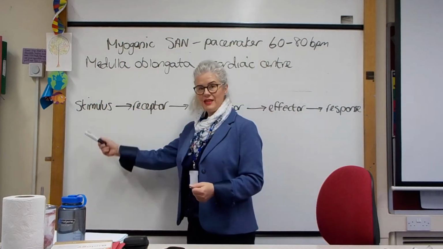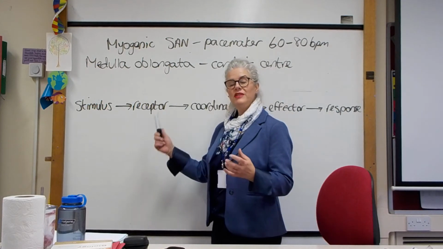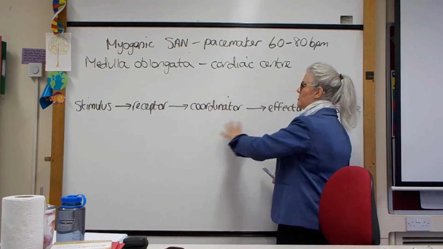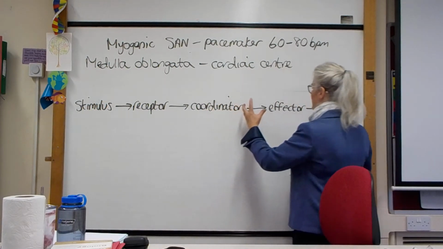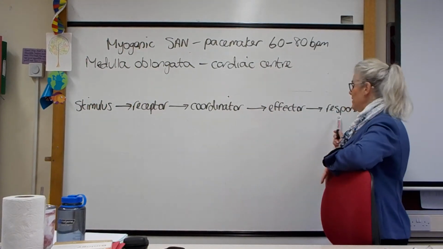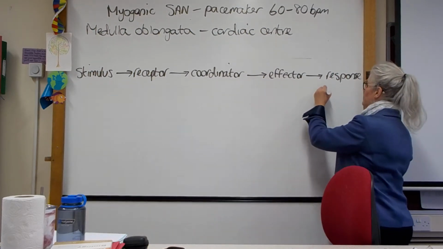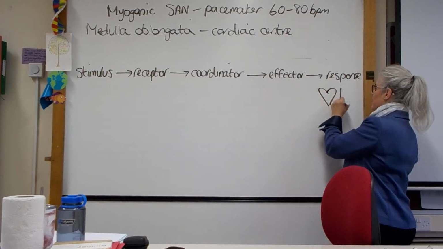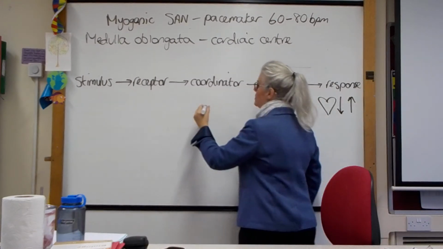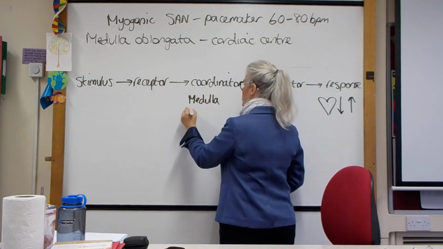So you start with a stimulus. The stimulus is detected by a receptor. The receptor sends that nerve impulse to your coordinator. That does whatever it needs to do, sends nerve impulses to effectors. Remember, they're kind of muscles or glands, and then you get a response. Now we know what the response is. The response is that your heart rate either decreases or increases. We know what the coordinator is. The coordinator is your medulla oblongata.